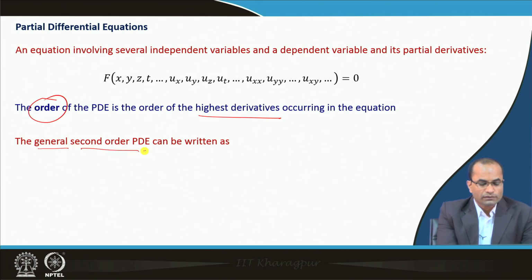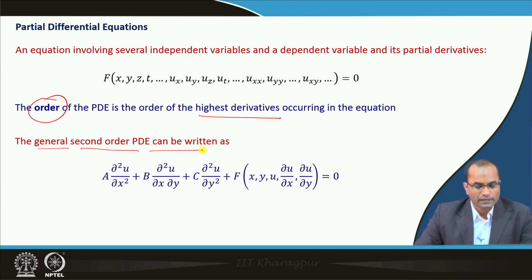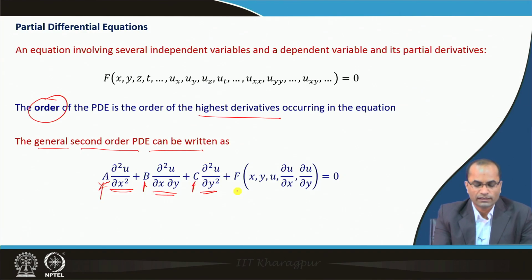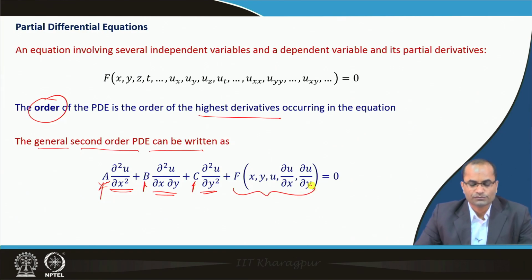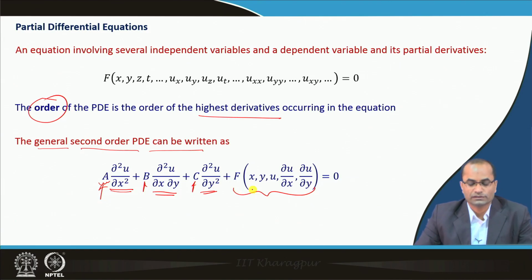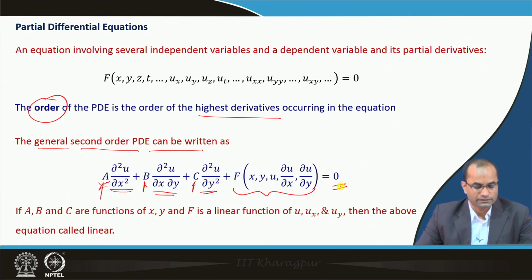The general second order partial differential equation can be written as follows. Here we have some a, and then the second order partial derivative, then b with the mixed partial derivative, and then c times the second derivative with respect to y. These are some coefficients a, b and c. All other terms with lower order are combined into this function f, and the right hand side is 0.